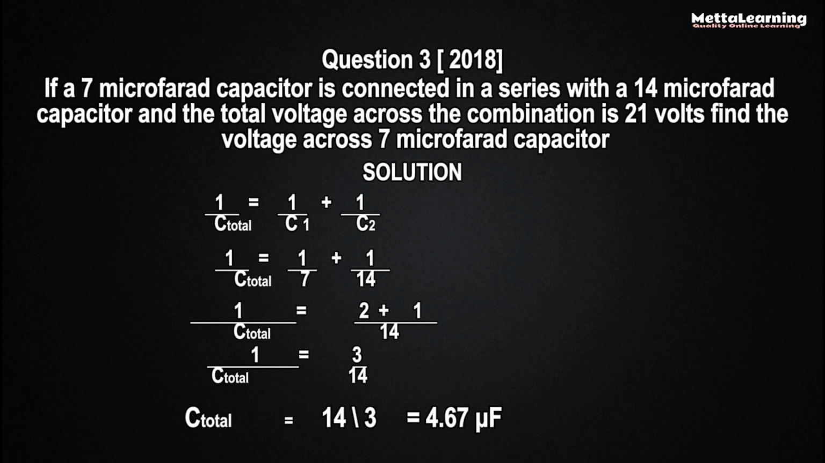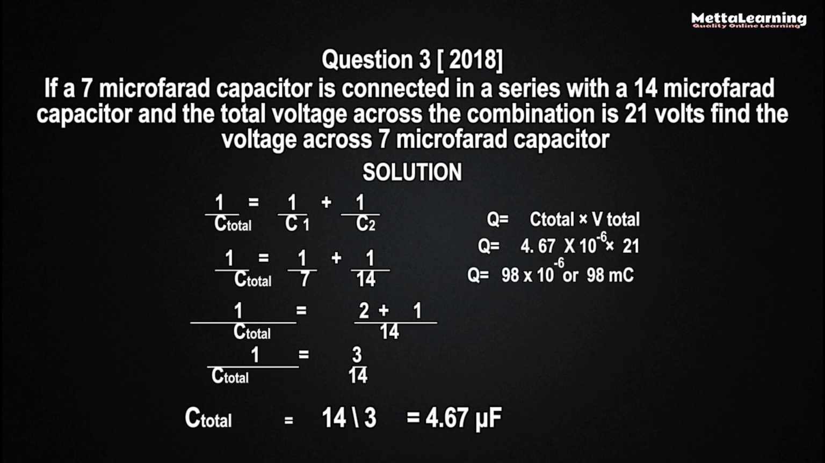Now, the next thing for us to do is to find the quantity of charge. To find the quantity of charge on the whole capacitance, we use the formula Q equals equivalent capacitance times the voltage. So we have Q equals 4.67 times 10 to the power minus 6 times 21 volts. When we multiply this together, we have 98 times 10 to the power minus 6 coulombs, which equals 98 microcoulombs.